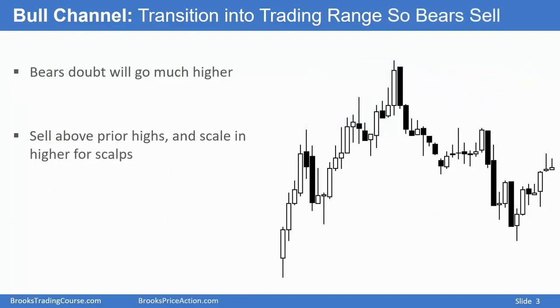Just like the bulls are losing confidence that the trend will go much higher, the bears also doubt that it will go much higher, and they therefore begin to sell above prior highs and scale in higher for scalps. The bear would sell over here, maybe add on here, and then take profits when the market came back to their first entry. And then they get out break even on their first entry, and then with a profit on their second entry. Again here, they sell here, sell more higher, and then buy back their shorts at the first entry. Break even on their first entry, and then a scalp on their second entry.